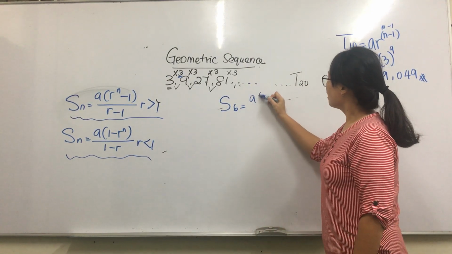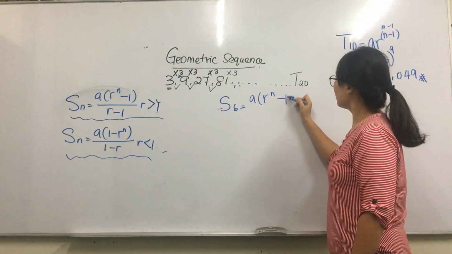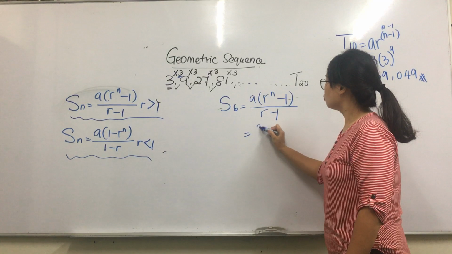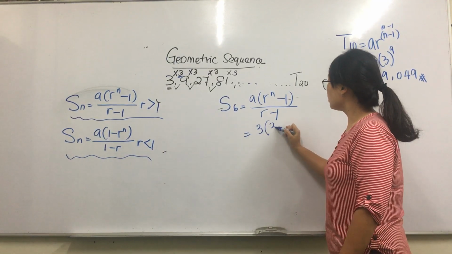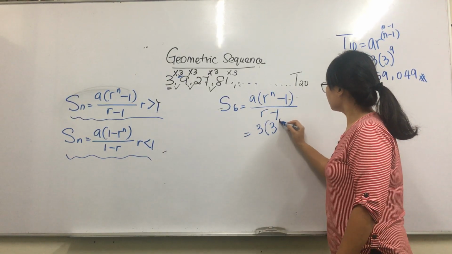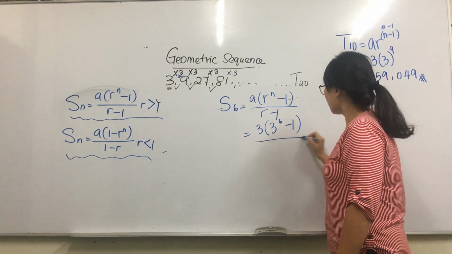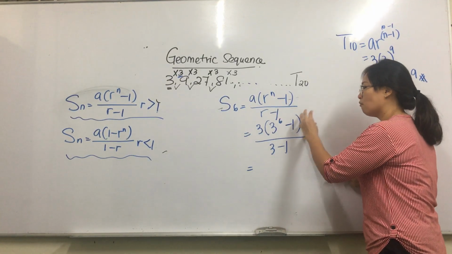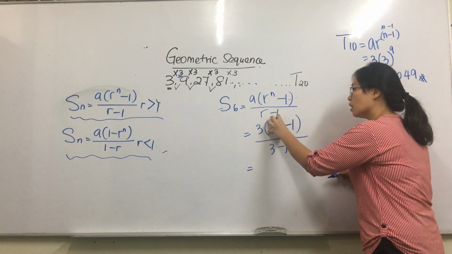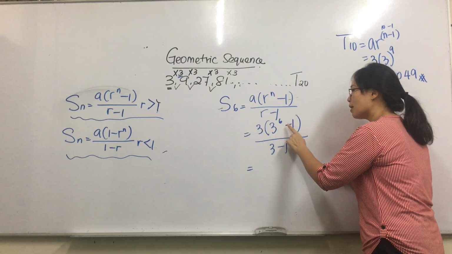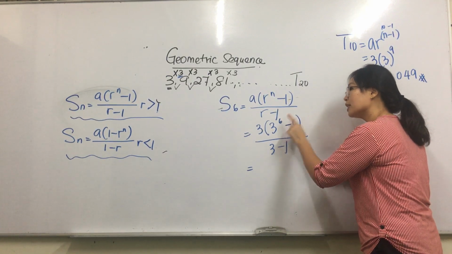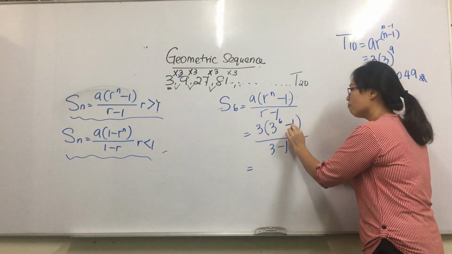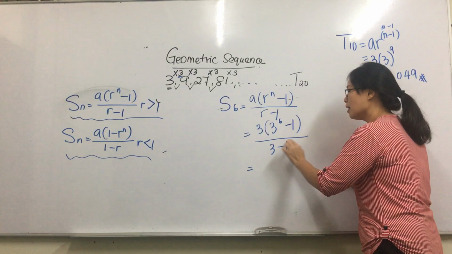A, R to the n minus 1, over R minus 1. A here is 3. R is 3 and n is 6. Minus 1. 3 minus 1. Remember to do whatever is the formula first. Do the power first, okay? You do not give me 3 minus 1 is 2, then you power of 6. No, okay? Do 3 power of 6 minus 1 times 3 divided by 2.